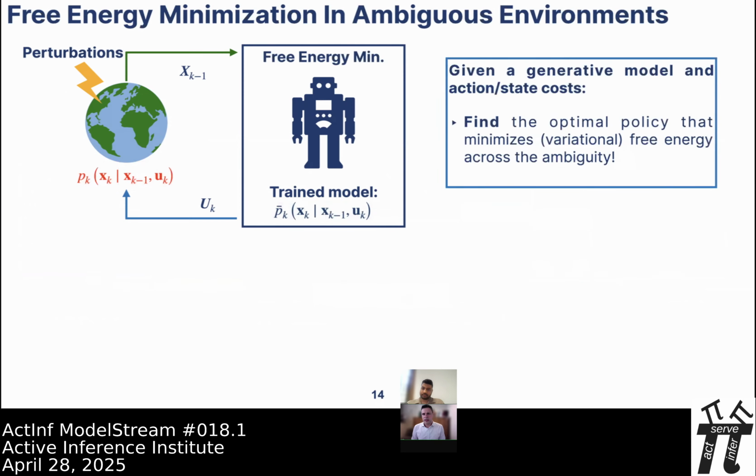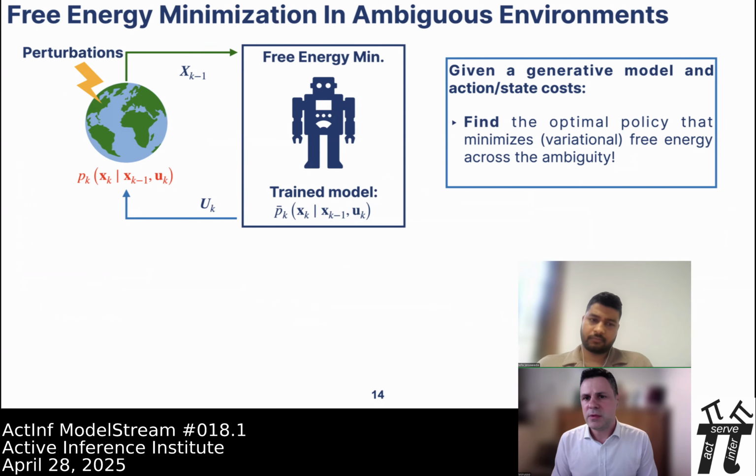So we want to find a policy that is free energy minimizing, but yet robust. So basically, we want a method that finds the optimal policy, minimizing the variational free energy, but across that ambiguity that Karl was also mentioning just a few seconds before. And how do we do that? Let me frame it first in English. Again, we want to find the optimal policy.